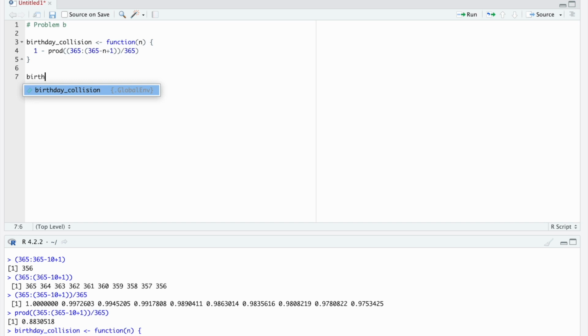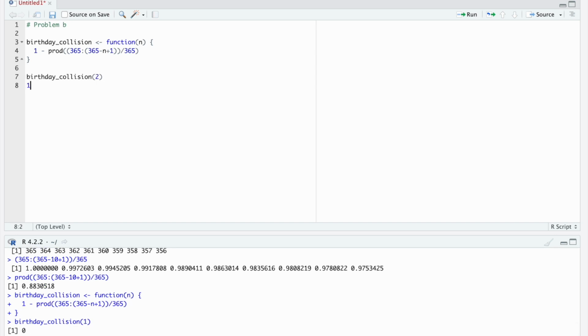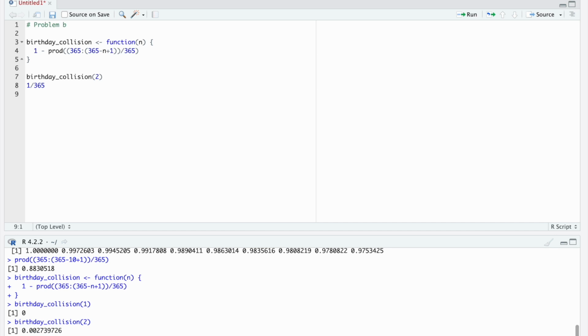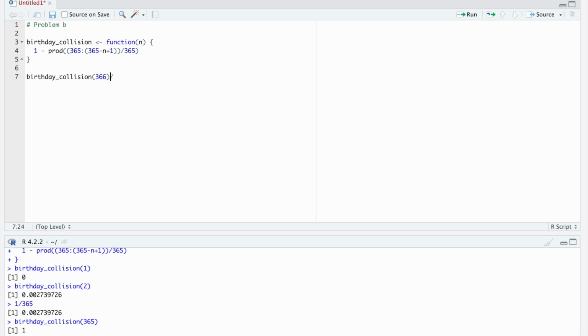And we can check birthday collision 1. Better give us that there's no birthday collision. And 2 should give us something that's 1 over 365. So let's check, and indeed it equals 1 over 365. And then lastly, 366, or because of rounding error, it's going to be the same. Definitely there will be a birthday collision if every birthday is represented. This is kind of the more correct thing to have written. Okay, great.